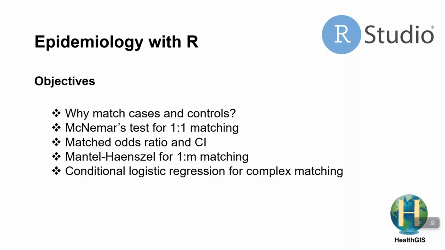In this video tutorial, we're going to explore how to analyze matched case control data in R, which is critical in epidemiology and outbreak investigations. By the end of today's session, you should be able to understand why we match cases and controls. Then we will use McNemar's test for one-to-one matched data and then calculate matched odds ratio and its confidence interval for this test. Then we will move to 1-to-m matching using Mantel-Haenszel method.